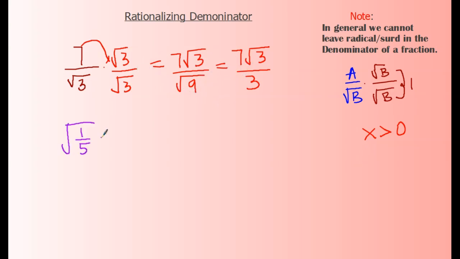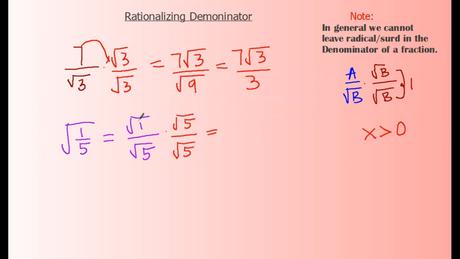Okay, so we have been asked to rationalize square root of 1 over 5. Here we will split it. We get square root of 1 and then square root of 5. Here the denominator is square root of 5, so we will multiply the numerator by square root of 5 and we do the same thing here, which in turn is 1. We haven't caused any changes.